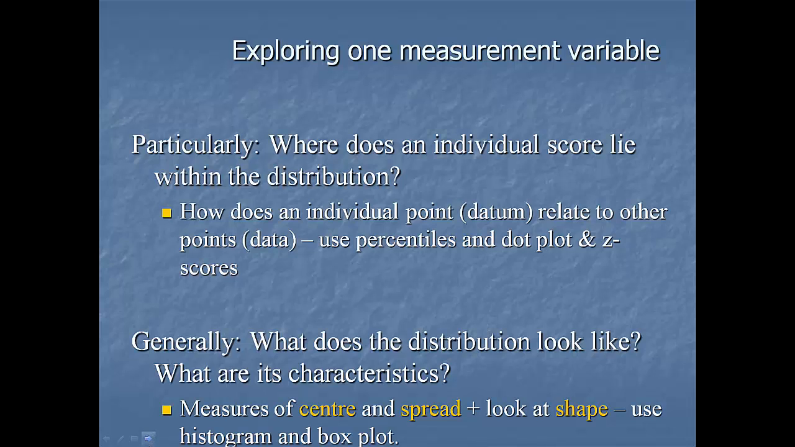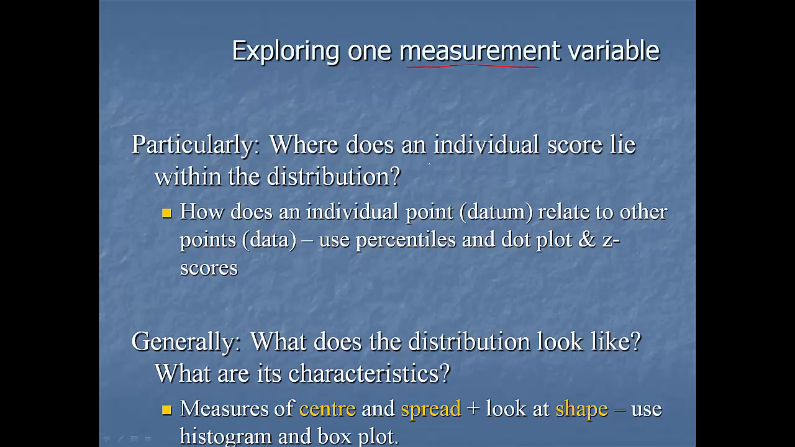We can explore variables particularly or generally. And we're starting with, in this case, I'm just going to grab this here and change the color. Red. Okay, so we're exploring a measurement variable in this case. So that is something that is measured. It's not just classifications of yes, no, or hair color, or political party affiliation, or whatever it is. So we can do that particularly by looking at where does an individual score lie within the distribution.